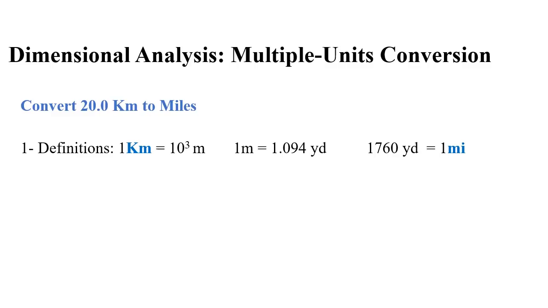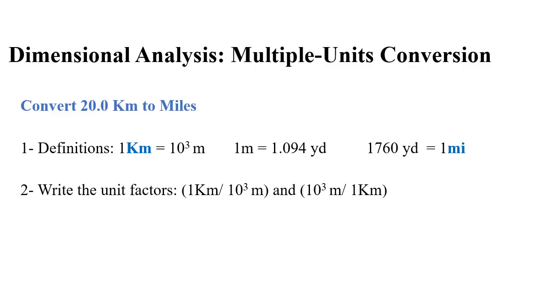And as I said, it depends. Will your teacher give you this information in the exam, or will he need you to memorize these definitions? So these are the definitions. This is method one of solving a problem. I will show you method two later. But the steps are exactly the same. Write the definitions, the relationships. Here we have three relationships: kilometers to meters, meters to yards, and yards to miles.